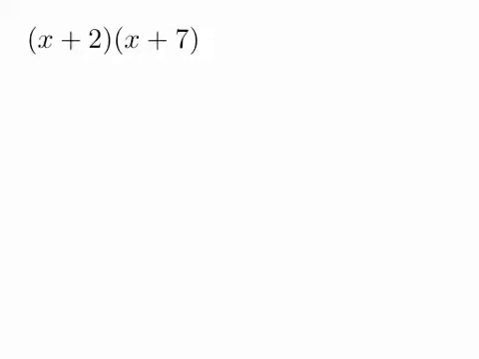So this is a problem where we need to multiply two binomials. And the way schools often teach this is by using the acronym FOIL. F stands for first, meaning we multiply the first term in each of the binomials. In other words, the two x's.